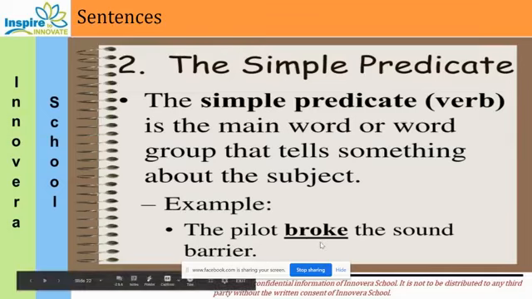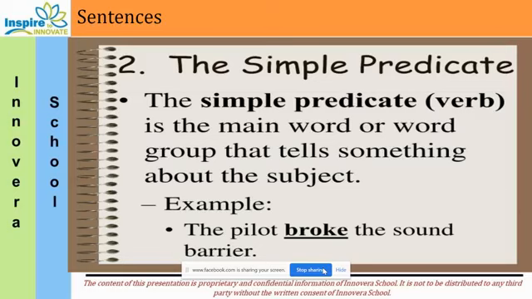Fine. So whenever you need to find out simple predicate, what you need to identify? Yes, you need to identify a verb. Understood? Clear? So when you need to identify simple predicate, you need to identify a verb. When you need to identify simple subject, you need to identify the main word, main subject. But when you need to identify complete subject, you need to underline or circle the complete word group which is giving the information about the main subject. Fine?